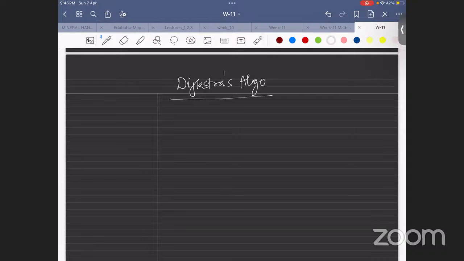This is pretty simple. It's just one simple if and else condition. If you are starting with du, and you have a weight in between, and du plus that weight is less than wherever you are reaching, then you will just update the value of dv.